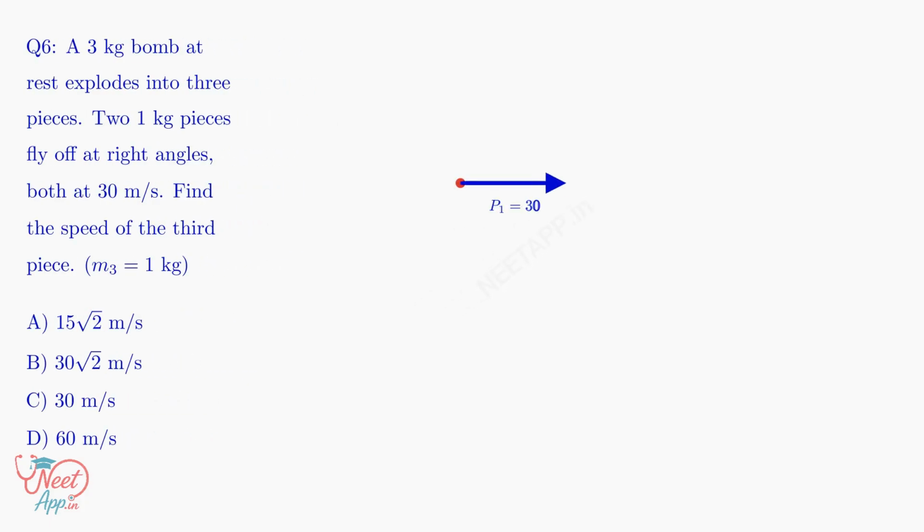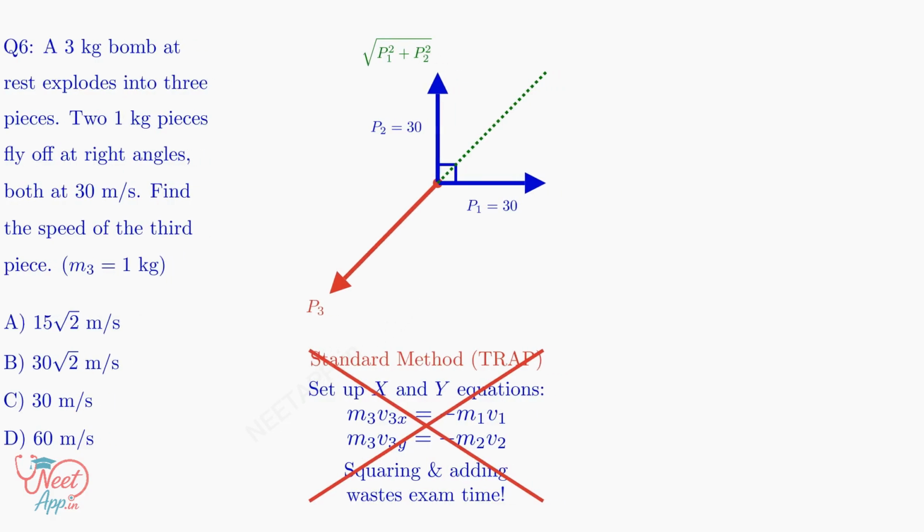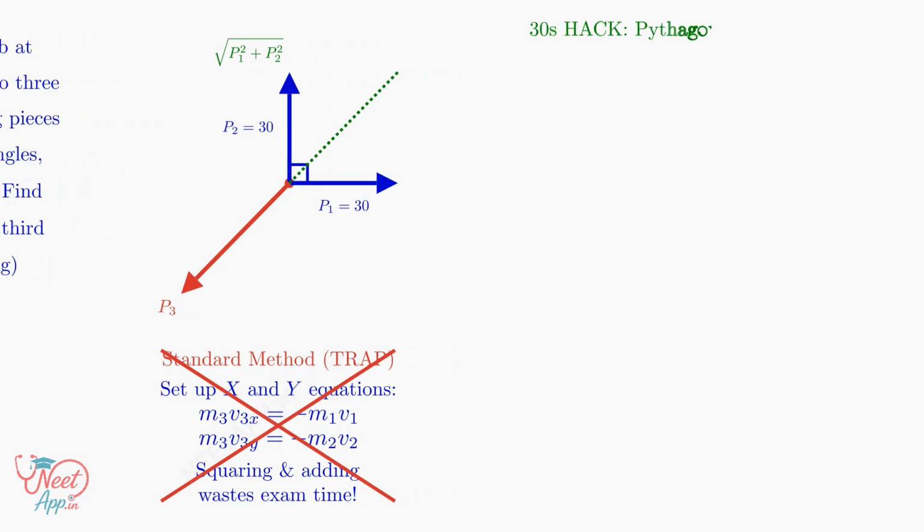Let's visualize the explosion. Boom! One piece flies right, the second flies straight up. The third piece must fly off diagonally in the exact opposite direction to balance them. The standard textbook trap: setting up complex x and y axis momentum equations, squaring both sides and adding them together. A massive algebra trap. Here is your 30-second Pythagoras momentum hack.